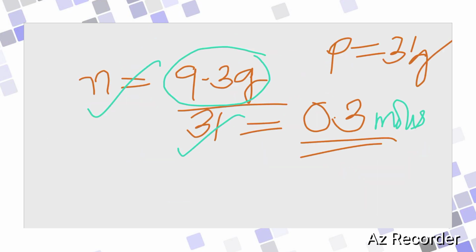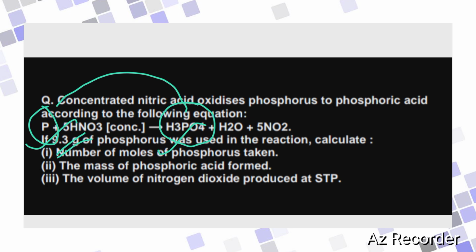According to the question, if you look at the question carefully, it is clearly evident that when phosphorus reacts, we get phosphoric acid, isn't it?